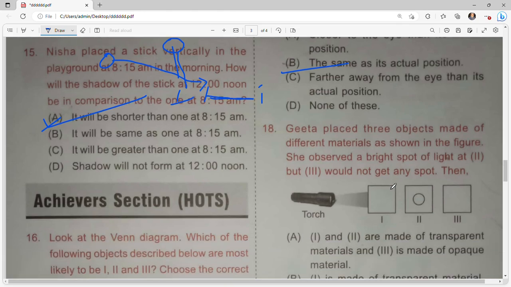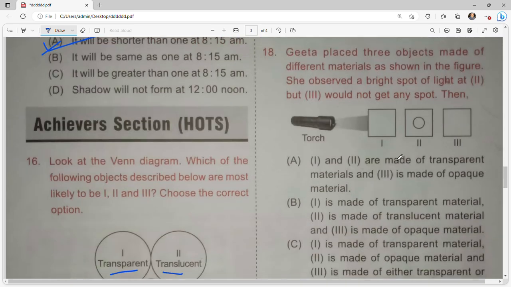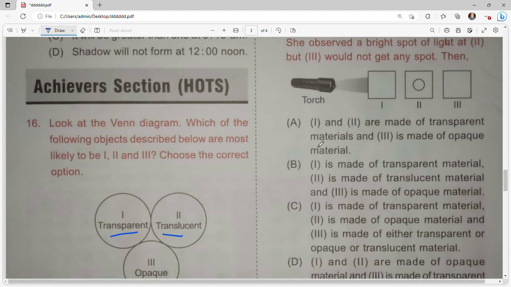Next question is question number 18, which says that Geeta placed three objects made of different materials as shown in the figure. She observed a bright spot of light at 1 and 2 but did not get any spot at the third part. So these are the figures and these are the options. The correct answer for your question number 18 is option C, which is that the first is made of transparent material, the second is made of an opaque material, and the third can either be transparent, opaque or translucent material. Correct answer for your question number 18 is option C.